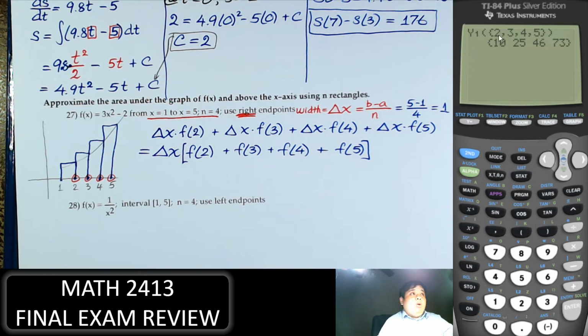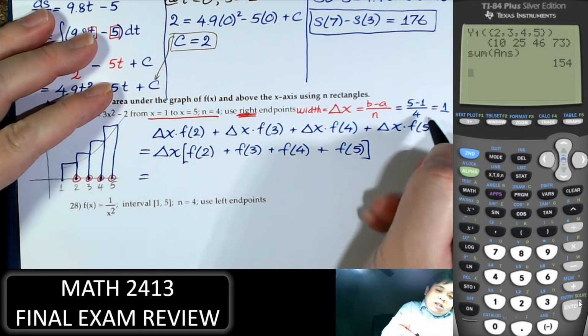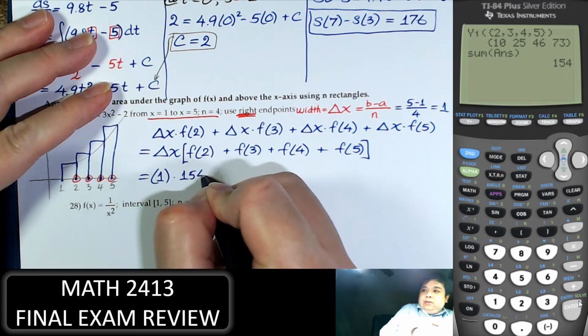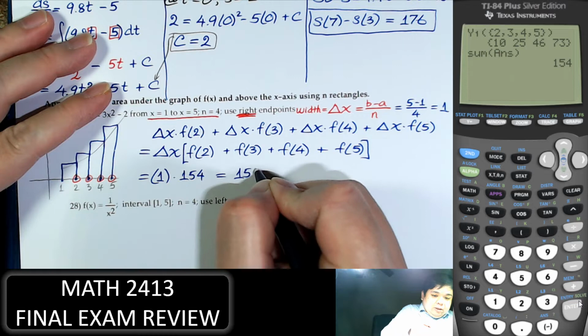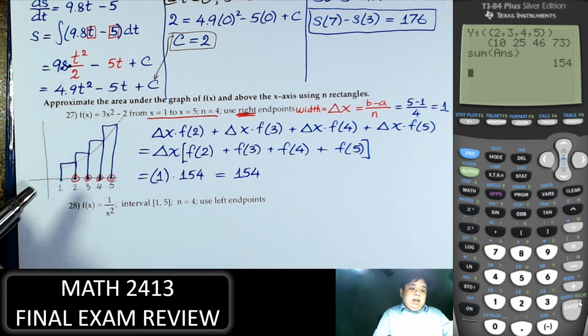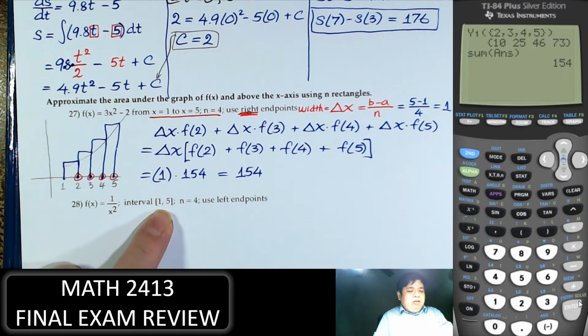Right. Now we're going to add all of these numbers. So second stat, go to math, option number 5, and we just add everything. We have delta x is 1. All of this adds up to 154. So that's what we have. So approximately, using 4 rectangles from 1 to 5 and using the right endpoint, the area under the curve is approximately equal to 154.